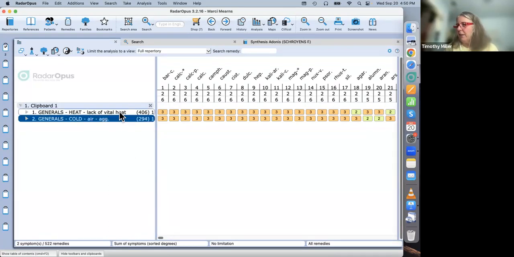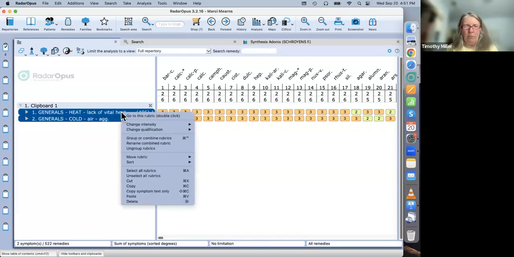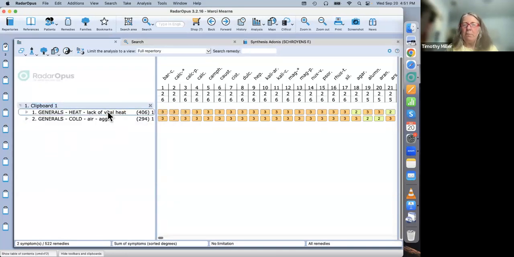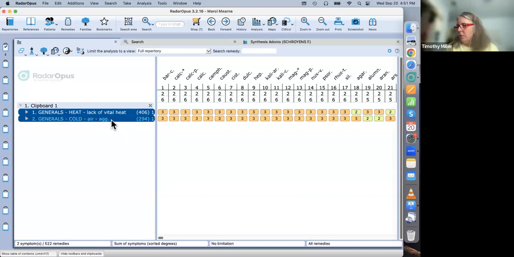So this is going to give us some exercise in combining or grouping. How do I do that? Let me speak through this as I unselect all rubrics. Okay, if I want to combine these two rubrics so that they become as one for the purpose of the software program, I'm going to click with my mouse on the first one, and then I'm going to press and hold the command key. On your PC, it's going to be something else.